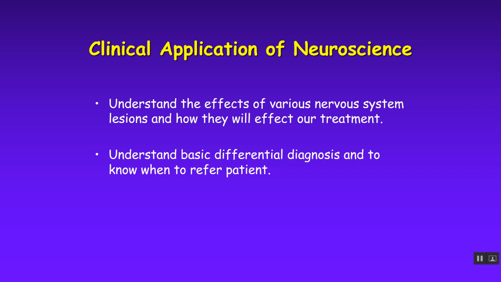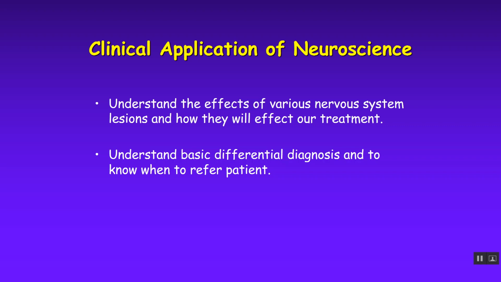All right. So now clinical application of neuroscience. Just to give you a few cues when you look in your book that will help you from the clinical side of things, because this is very clinically focused. We want you from this class to be able to understand how different lesions affect the nervous system and how that will influence your treatment as a physical therapist, not as a physician, not as a pharmacist, but more as a physical therapist.